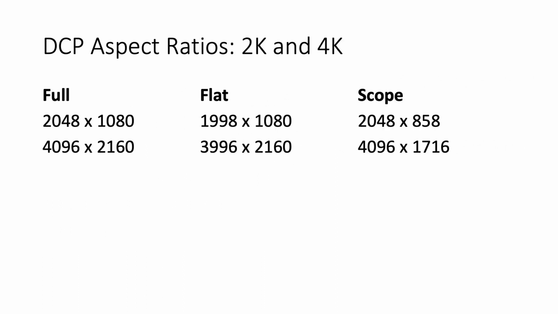A DCP can have one of three possible aspect ratios: full, flat, and scope. Here are the resolutions in 2K and 4K. The flat aspect ratio is most similar to the 16:9 aspect ratio of HD or 4K UHD video.